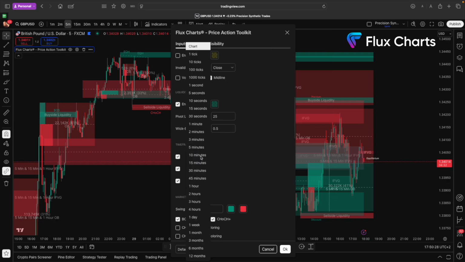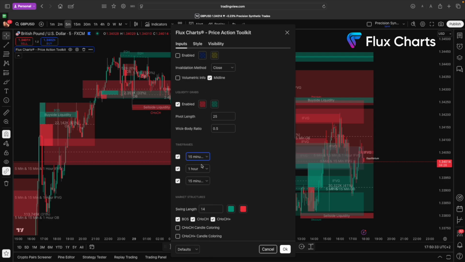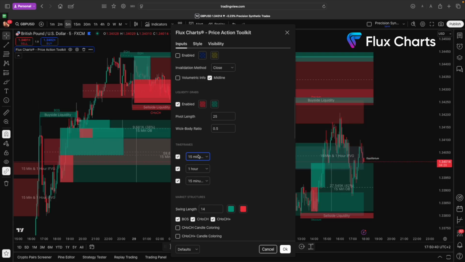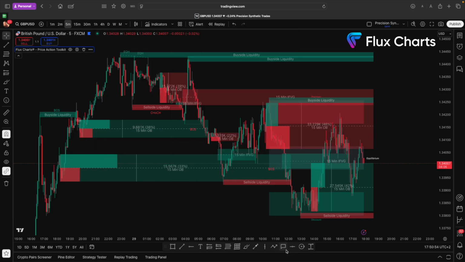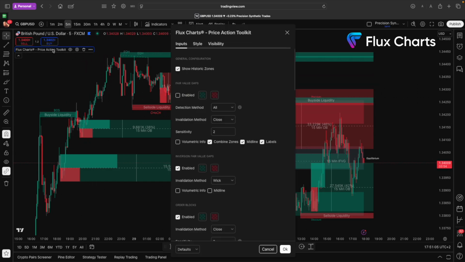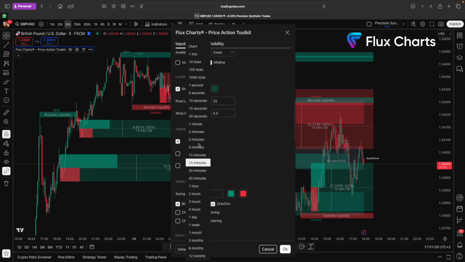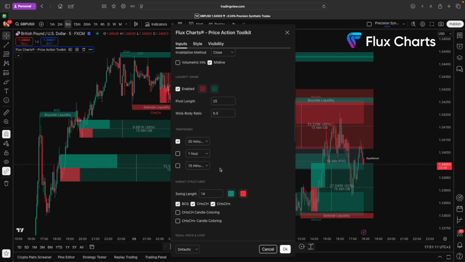So now, for example, let's say I only wanted it to show me 15-minute fair value gaps, right? Or order blocks, inverse fair value gaps and order blocks. That's the only thing I want them to show me. I don't want the 1 hour, and I don't want, okay, there's another 15 minute. So now I can go to the 5 minute, but it's going to show me 15-minute inverse fair value gaps and order blocks. So let's go again. Let's say I want this to be in half an hour, like a 30-minute time frame.